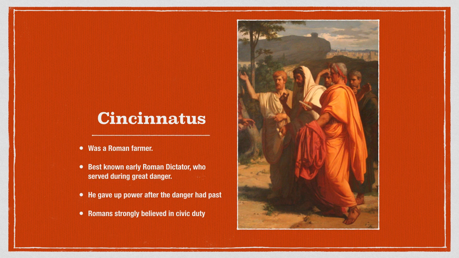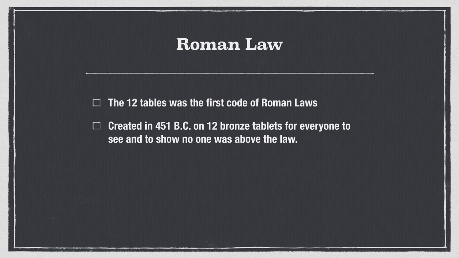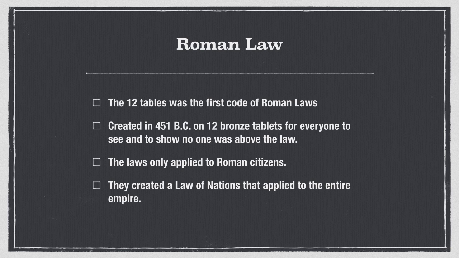and this was a strong belief in civic duty. Let's talk a little bit about Roman law. Roman law was first written down on what was called the 12 Tables, and this was the first code of law for Romans. It was created around 451 BC. It was written on 12 bronze tablets, and then it was placed in the Forum where everyone could see it. The laws only applied to Roman citizens, however. So they created a law of nations that applied to the entire empire.